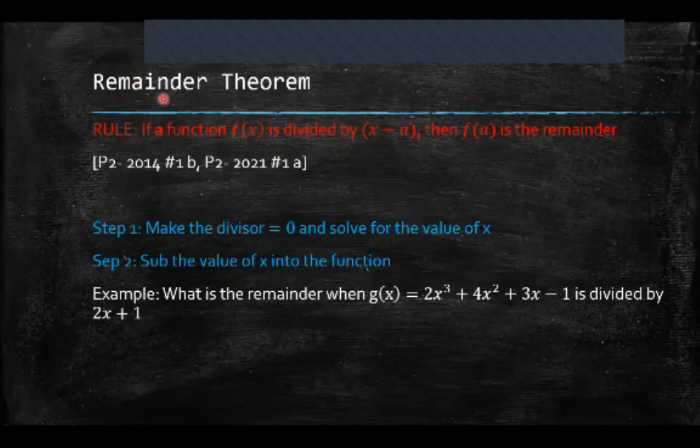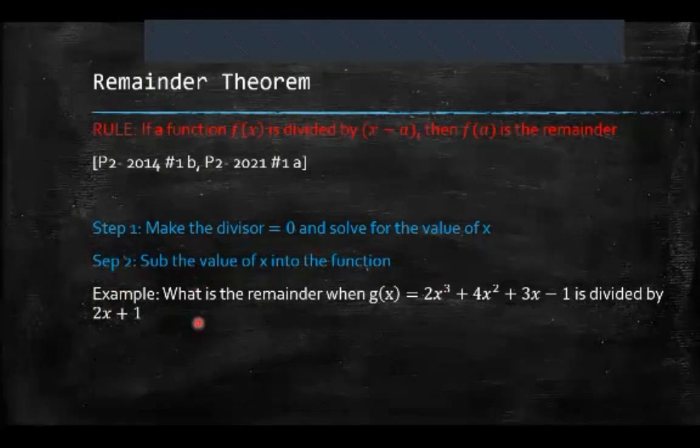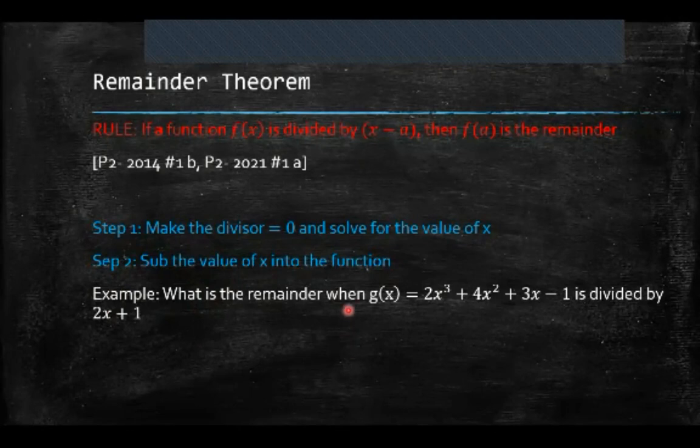How exactly do you use the remainder theorem? The first thing you want to do is make the divisor equal to 0 and solve for your value of x. Looking at this example, they asked me, what is the remainder when this function, g of x, is equal to 2x cubed plus 4x squared plus 3x minus 1, and it's divided by 2x plus 1.